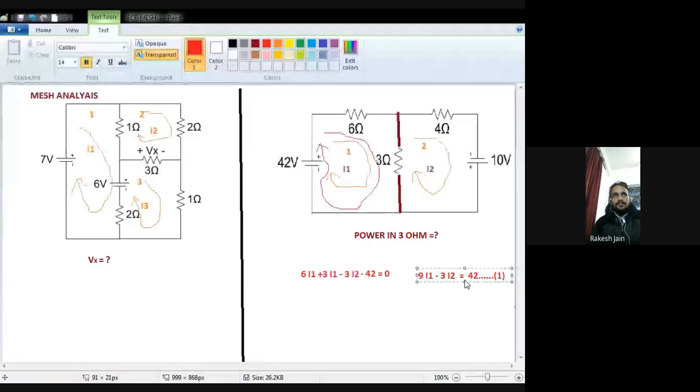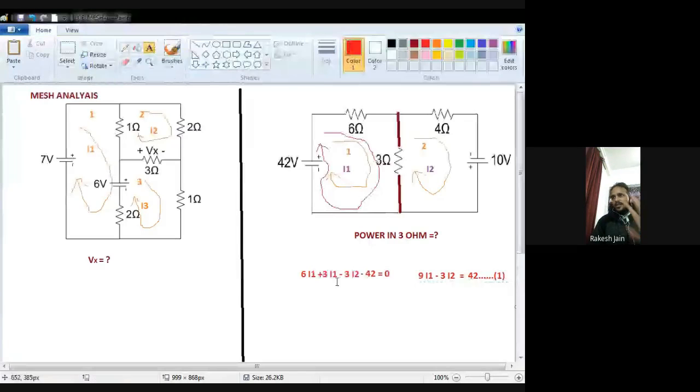Now see the second mesh. With this green color I am going to denote it. First resistance is 4 ohm. Now I am going to write down the equation for the second mesh. My current is I2, so I take I2 as positive, and if any other current passes through any resistor, I just focus on the direction of that current. If it is in the same direction as I2, then I take it with positive sign. If opposite direction, then negative sign.